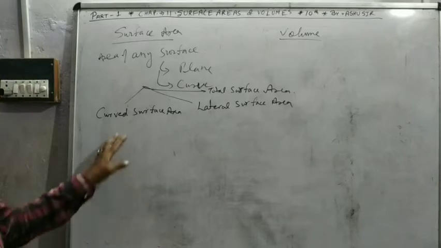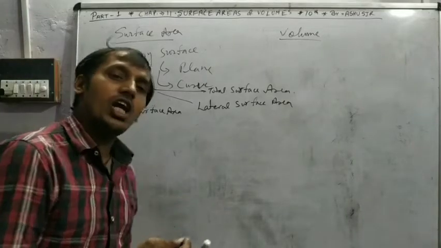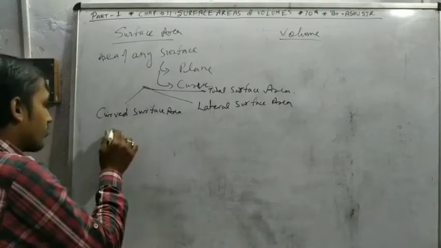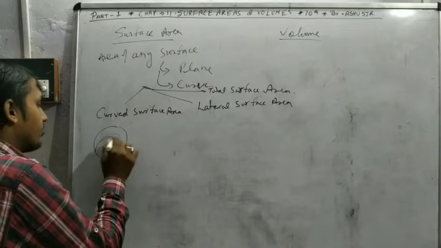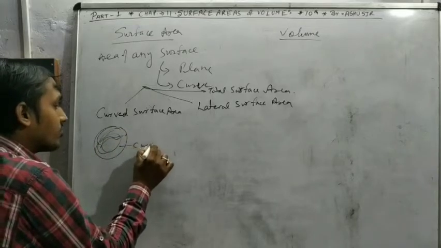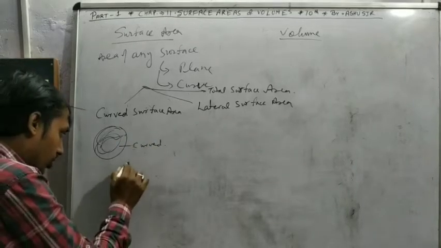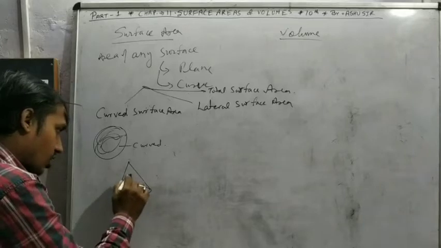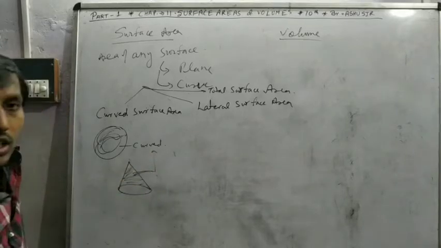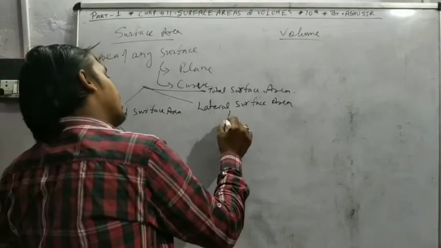What does curved surface area mean? The curved surface area means the area of the curved part. Just like if I say this is a ball, the upper part is the curved part. That is the curved surface area. Cone: the upper part is the curved part. This is the curved surface area.